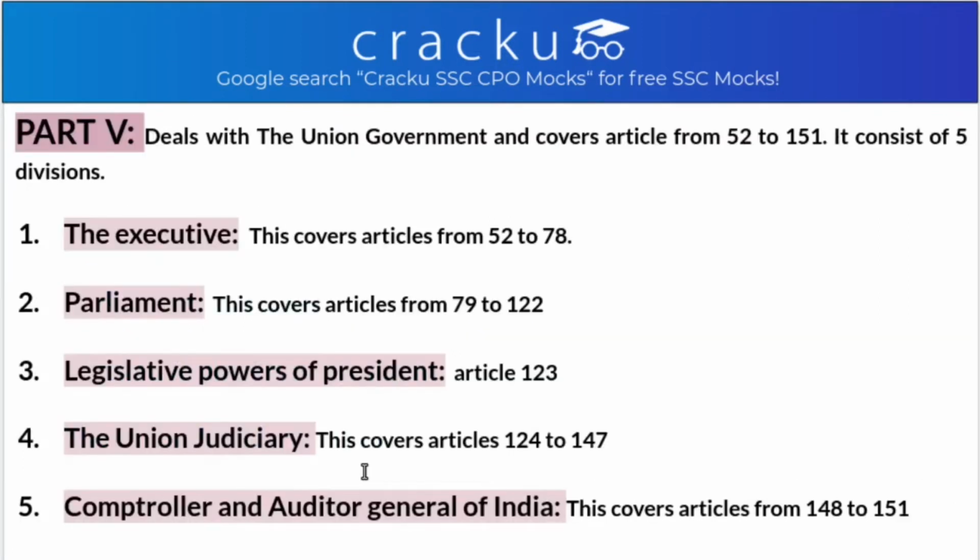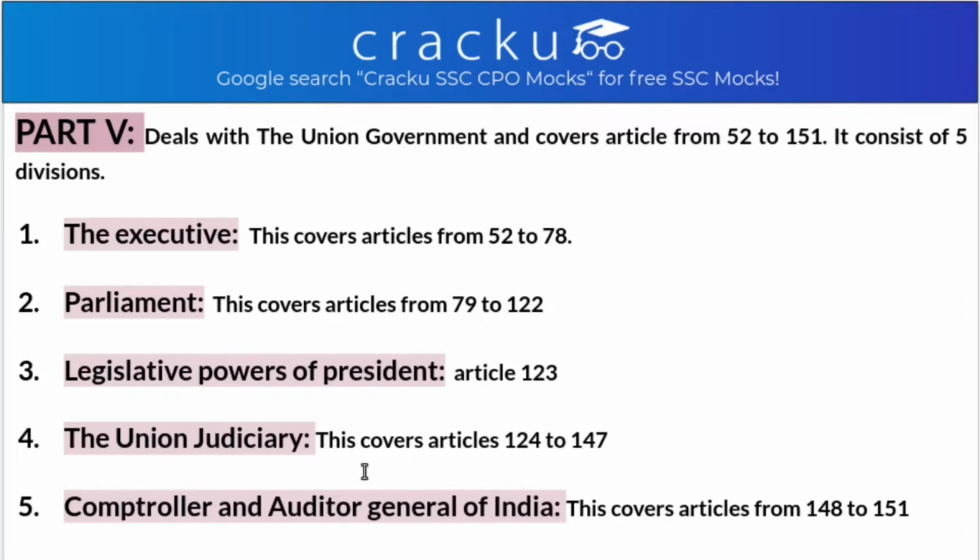Part 5 of the Indian Constitution deals with the Union Government and covers Article 52 to 151. This further contains 5 divisions. They are the executive, that covers Article 52 to 78, Parliament, that covers Article 79 to 122, legislative power of the President, Article 123, the Union judiciary, Article 124 to 147, and the Comptroller and Auditor General of India, that is under Article 148 to 151.